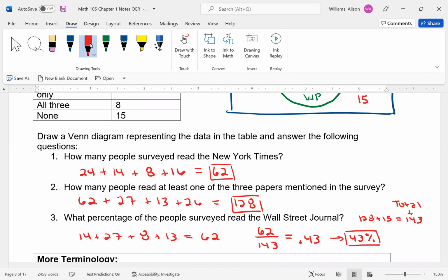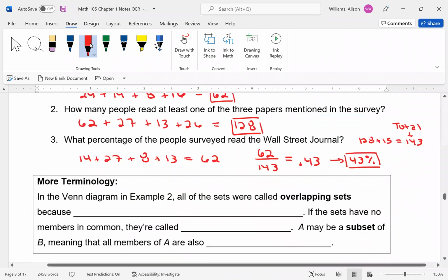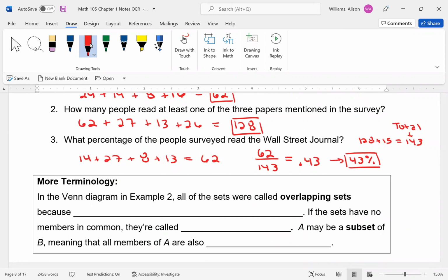That allows me to answer some fun questions. More terminology. So I mentioned this phrase in here, overlapping sets. That means they have members in common. If the sets have no members in common, they're called disjoint. So they don't have anything in common, they're disjoint, and we draw that differently. And then we also have the idea that something might be a subset of something else. That means that all the members of A happen to also be members of B. So we have different ways of drawing subsets versus disjoint.